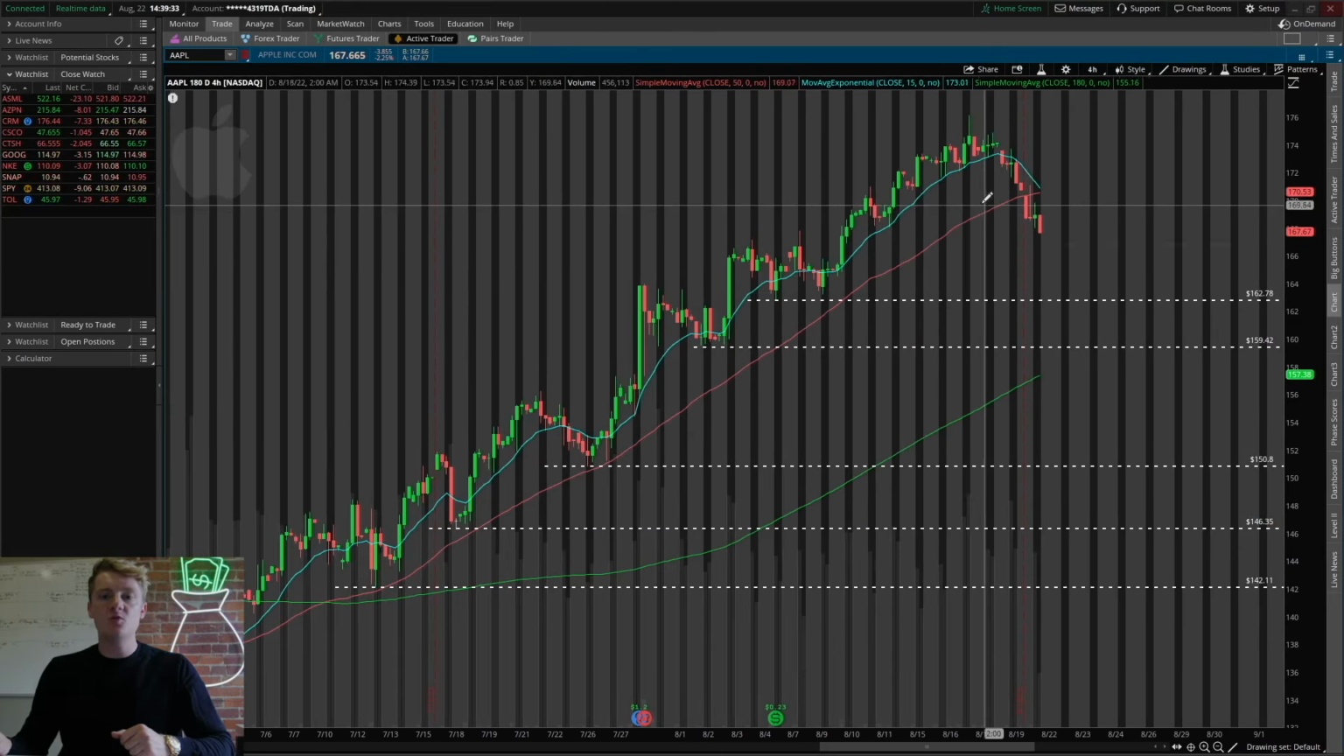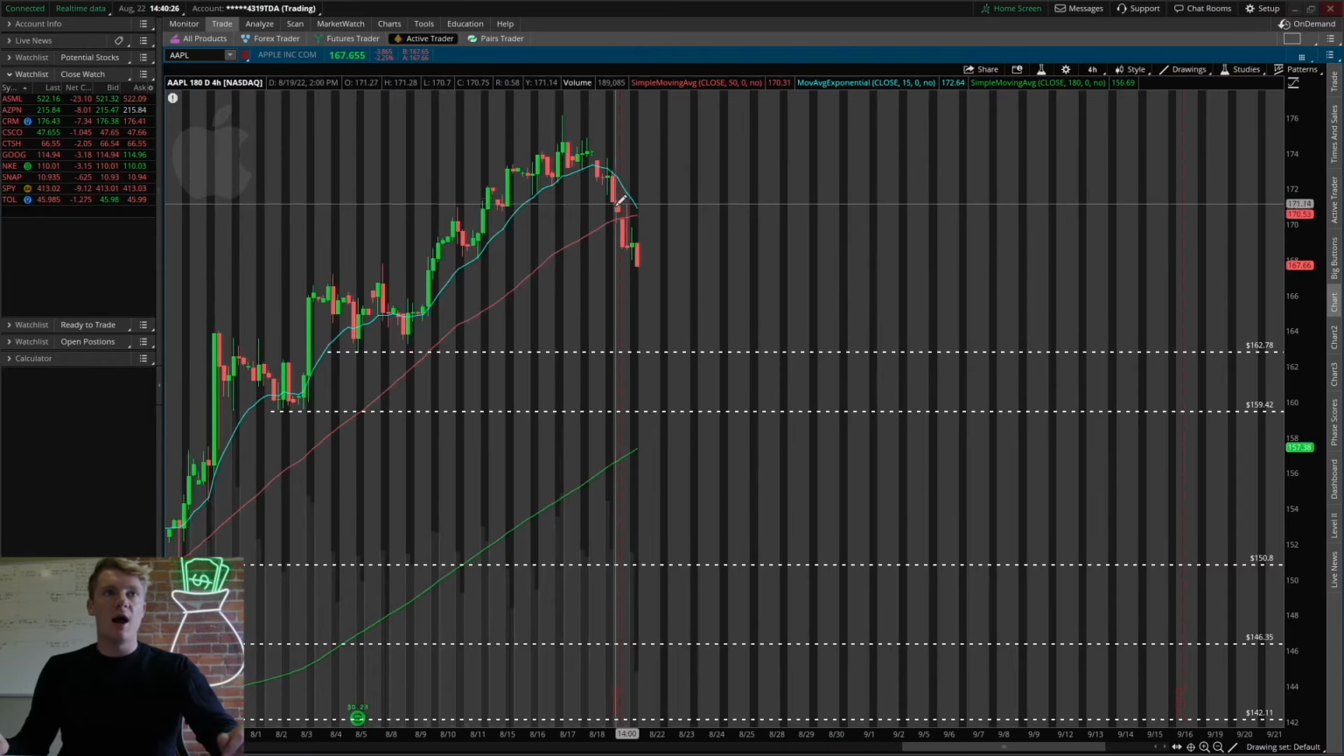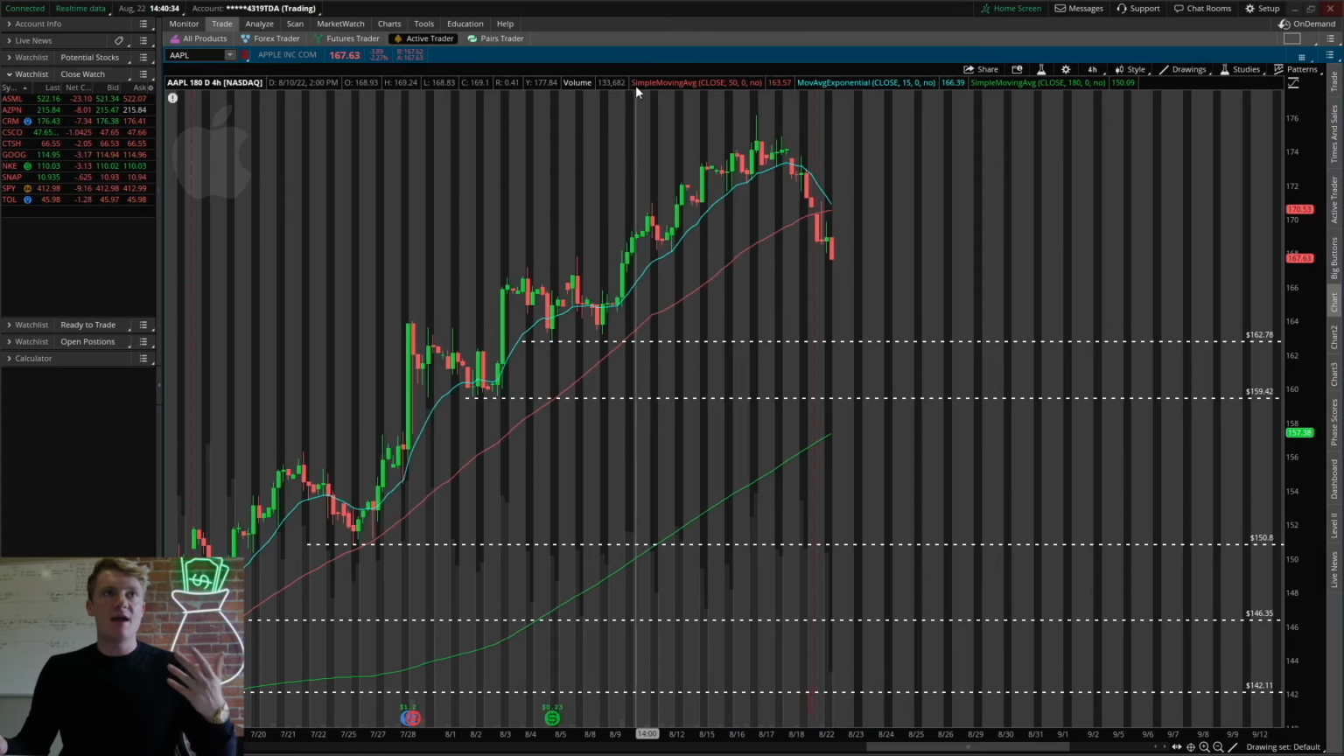Now, with Apple, I was waiting for a break below the 50-day SMA. You can see the 50-day SMA, 1, 2, 3, and I would say 3 times, has been validated as a strong support level. The 15-day EMA isn't giving us much here, so I was waiting for a break below the 50-day SMA, and this is a trade I may enter today.